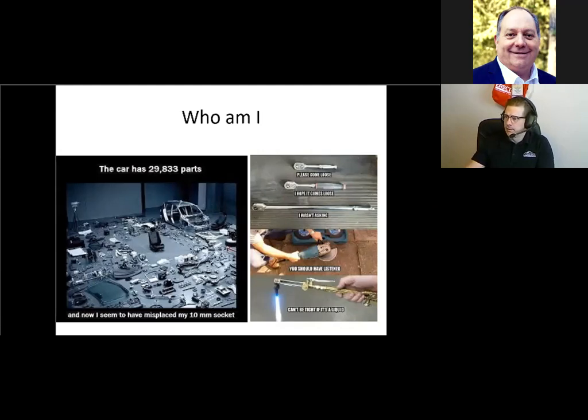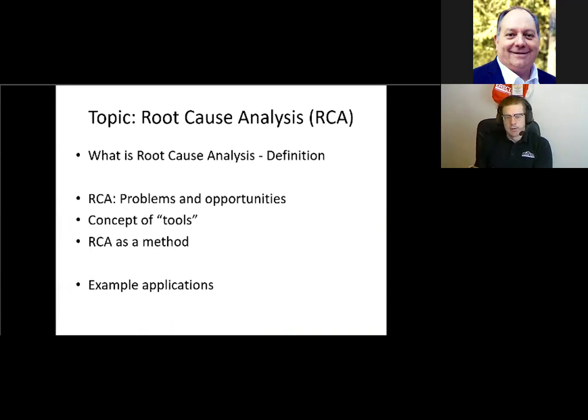So that's a little bit about who I am and where my interest and experience in root cause analysis has come from. Today, what we're going to try to get through in this hour is, we're going to start out by trying to define root cause analysis. And then we're going to talk a little bit about problems and opportunities from a perspective of root cause analysis. And then we're going to talk about tools and the concept of tools. Everybody loves tools, especially if you've been introduced to lean, for example. Tools is a very common topic.